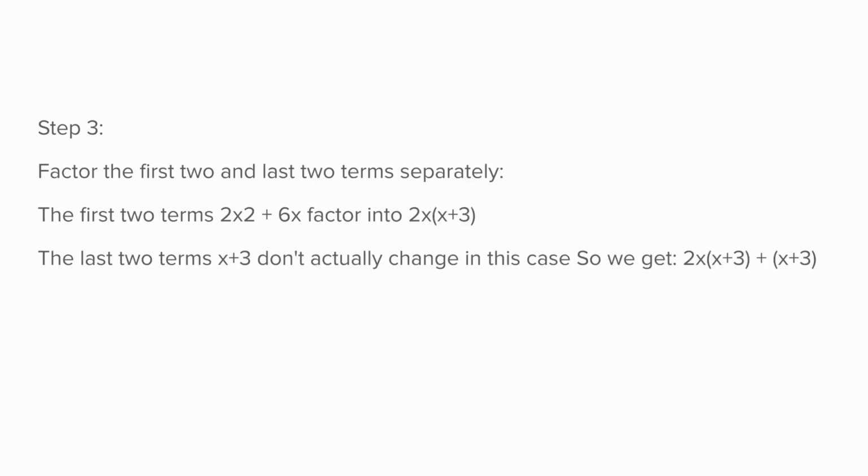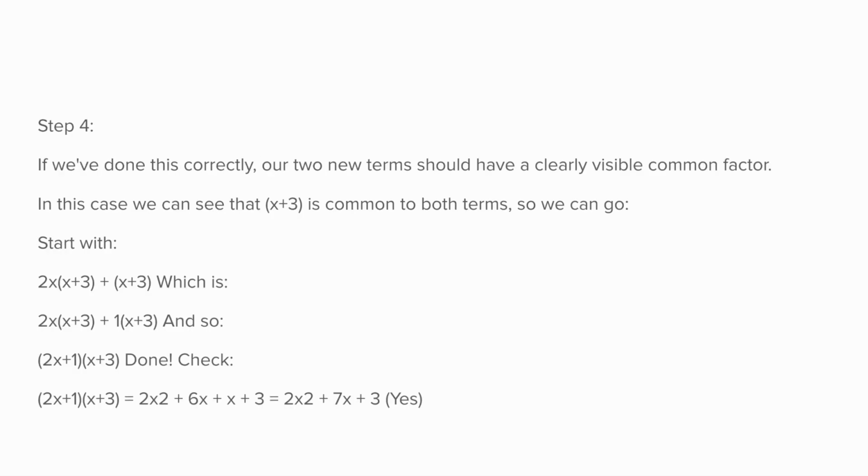So we can factor the first two and last two terms separately. The first two terms, 2x squared plus 6x, factor into 2x times (x plus 3). The last two terms, x plus 3, don't actually change in this case. So we get 2x times (x plus 3) plus (x plus 3). If we have done this correctly, our two new terms should have a clearly visible common factor.